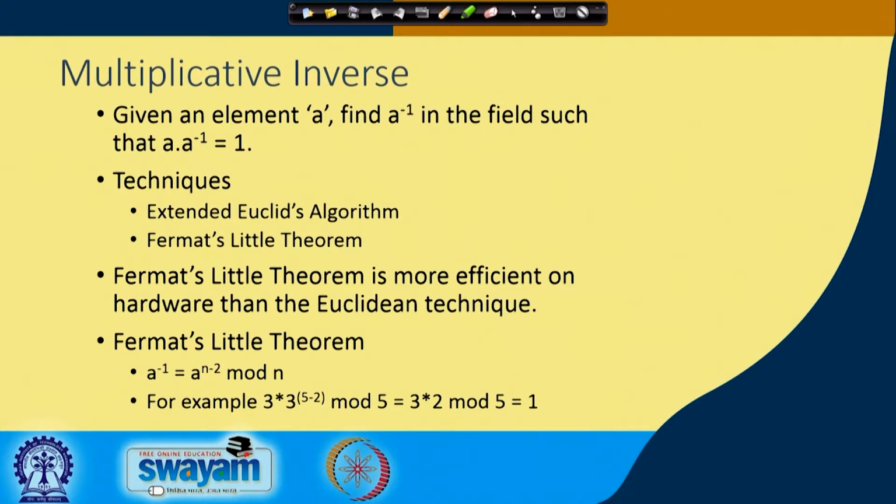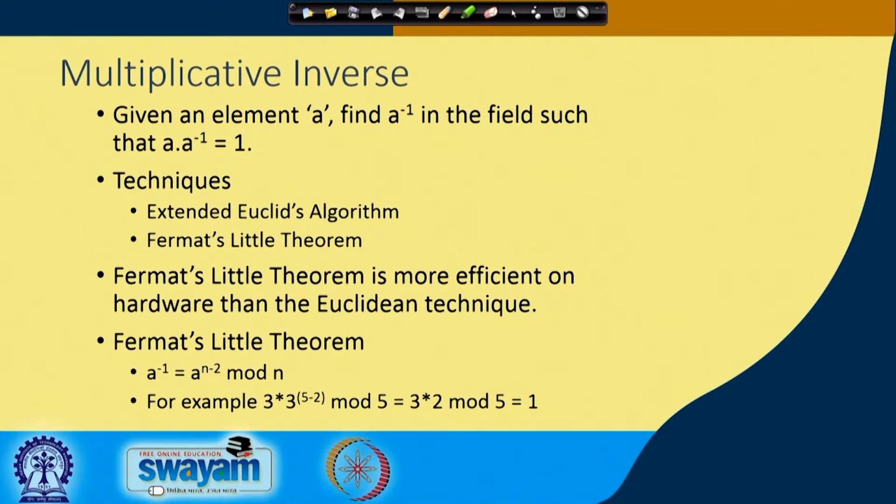When we want to compute A to the power of minus 1 modulo n, we compute it as A to the power of n minus 2 modulo n. Note here that n can be any number as such, but A has to be co-prime with n. That means the greatest common divisor of A and n has to be 1, or in another sense, A belongs to the multiplicative group created by n, often denoted as Zn star.